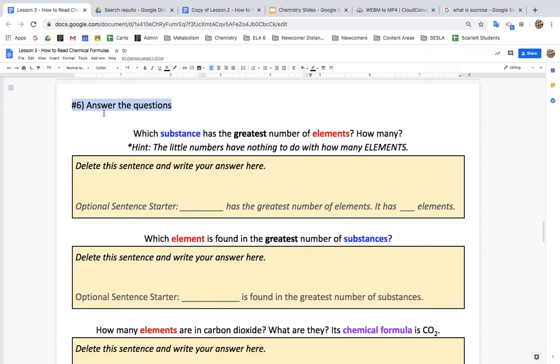Let's answer these questions together. Which substance has the greatest number of elements? How many elements does it have? Hint, the little numbers have nothing to do with how many elements.